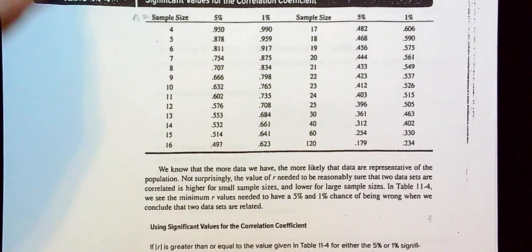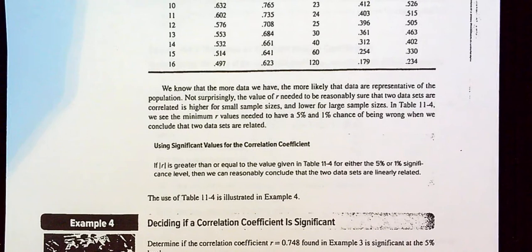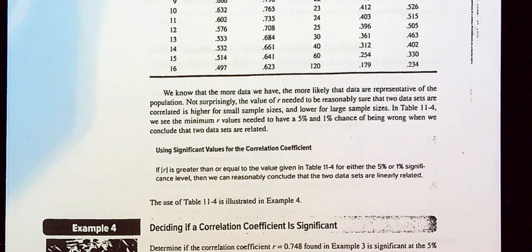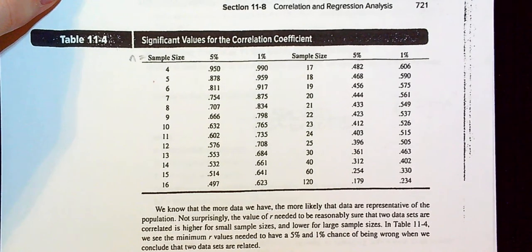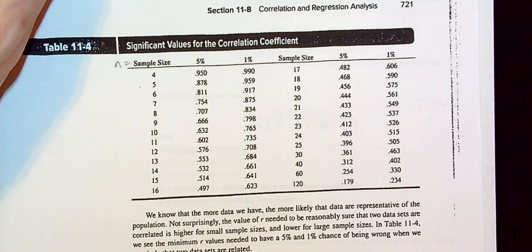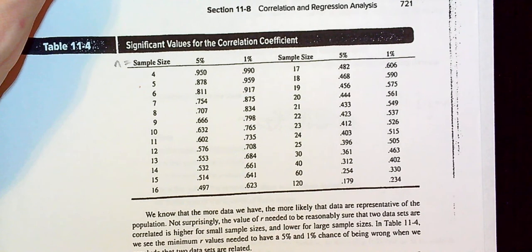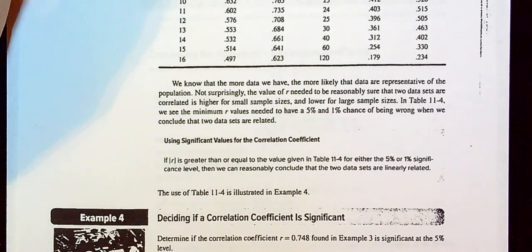When you calculate your correlation coefficient, if the absolute value of r is greater than or equal to the value given in this table, for either the 5% column or the 1% column, also known as the 5% significance level and 1% significance level, then we can reasonably conclude that the two data sets are indeed linearly related, that there is a linear relationship between those two quantities, x and y.